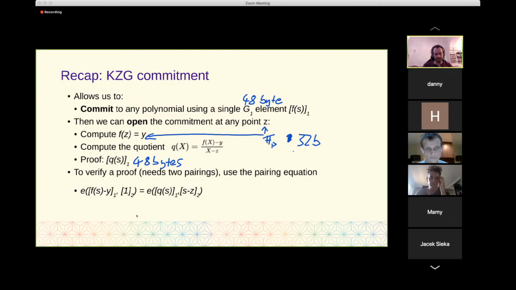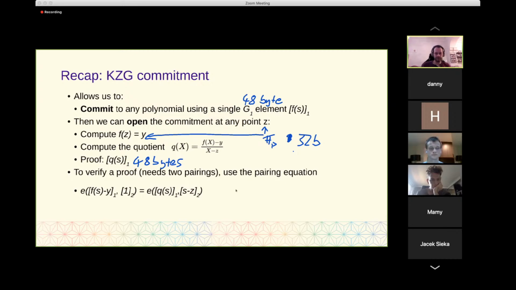Right. And finally, to check this proof, you'd use this pairing equation. It's a very simple one-line equation: e(f(s) minus y, 1) is e(the quotient, s minus c).